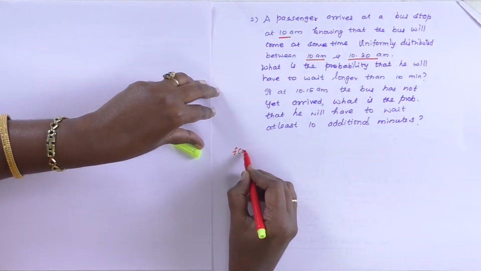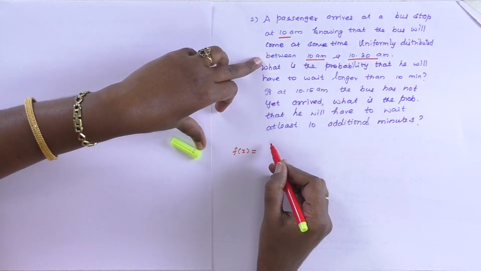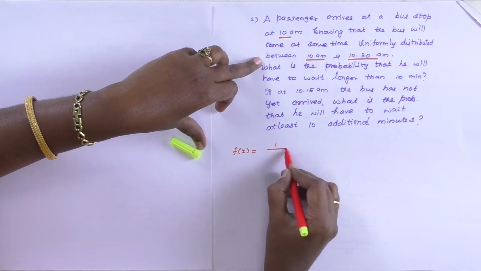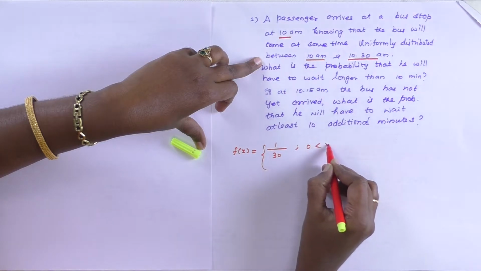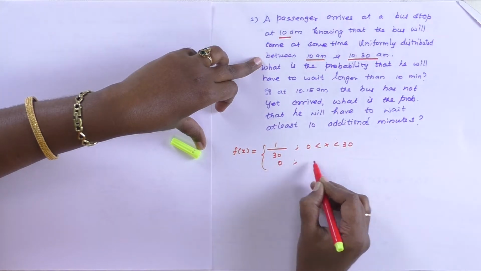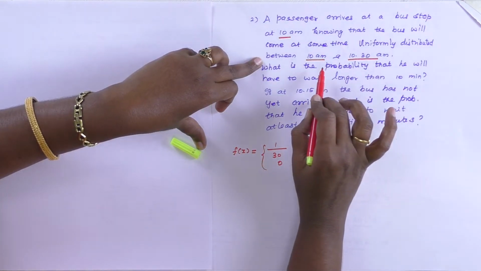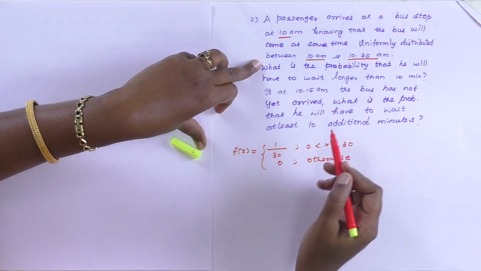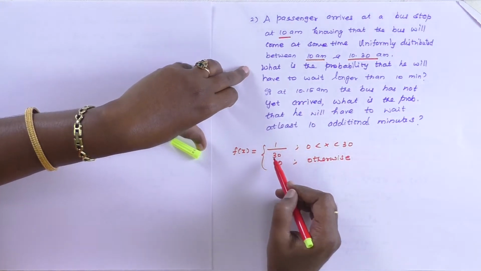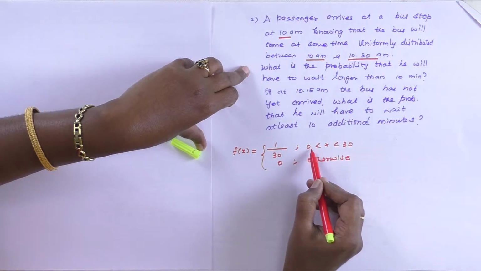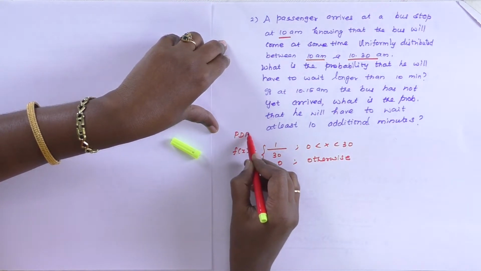F of x is equal to the difference between 10 and 10:30 a.m., for 0 less than x less than 30, otherwise the function will become 0. The difference between 10 a.m. and 10:30 a.m. is 30 minutes. Therefore, the function can be written as 1 divided by b minus a, which is 30 minus 0. We get 1 by 30, with the limit varying from 0 to 30. Otherwise, the value will become 0, which is our probability density function of the uniform distribution.